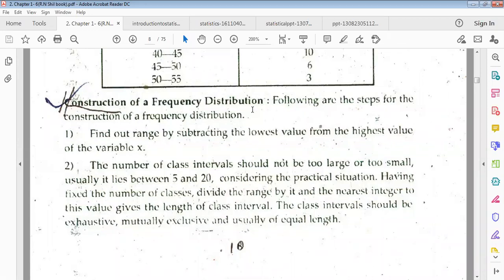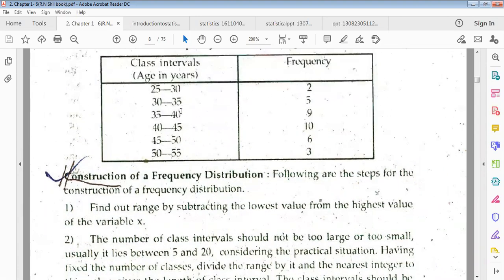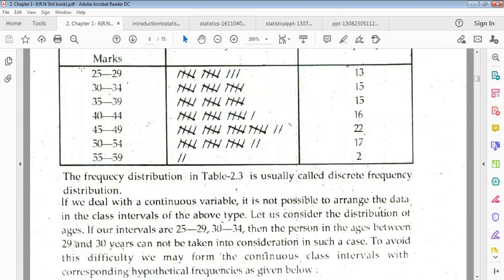Now, how to construct a frequency distribution? Following are the steps for the construction of a frequency distribution. First of all, you have to find out the range by subtracting the lowest value from the highest value. First of all, you have to find out the highest value and lowest value. In our previous data, 25 is the lowest value and 59 is the highest value.